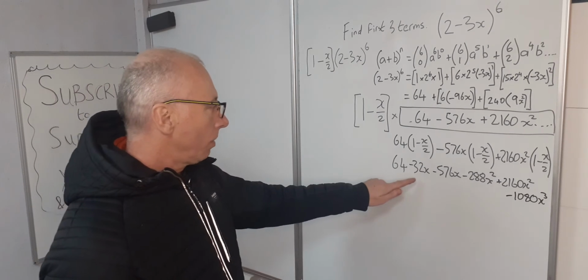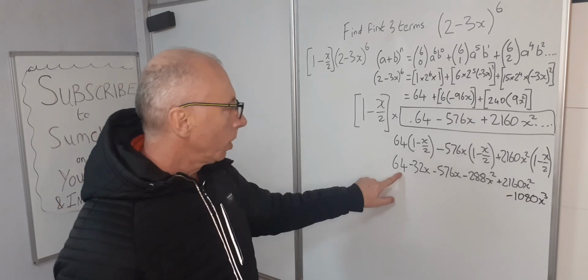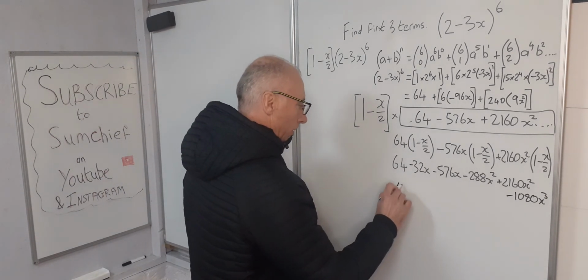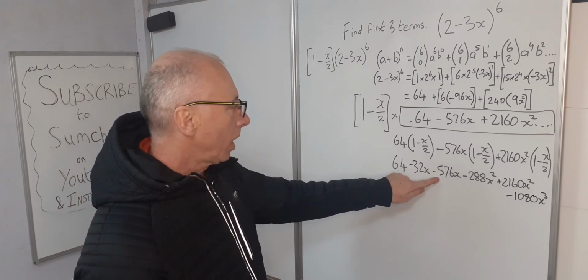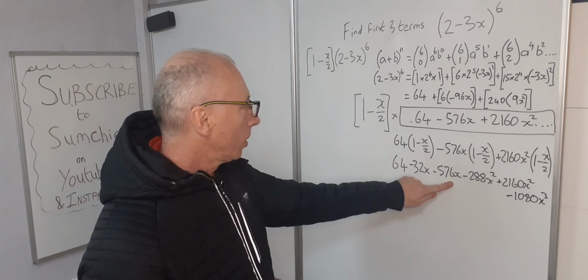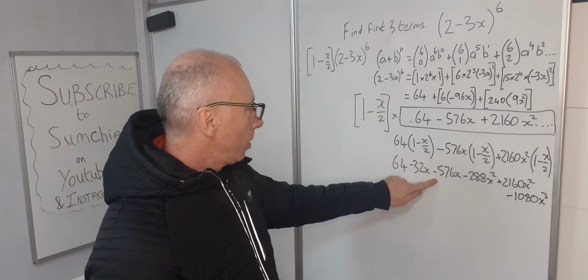Okay, let's just work out all these together now and match them all up. So normal units, 64, just stays as 64. Minus 32x minus 576x would then give us minus 544x.